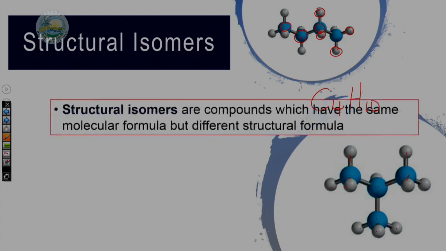Before we go on, let me erase here so you can see this definition clearly. There are definitions that are very important for you to always have on the tip of your tongue. This is one: what is a structural isomer? Structural isomers are compounds which have the same molecular formula but different structural formula, and we just explained why.